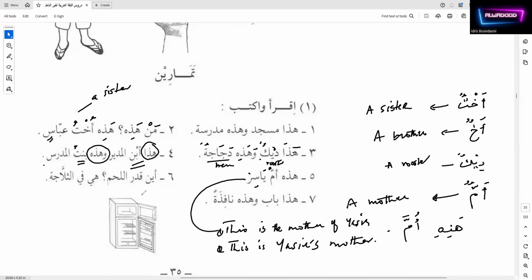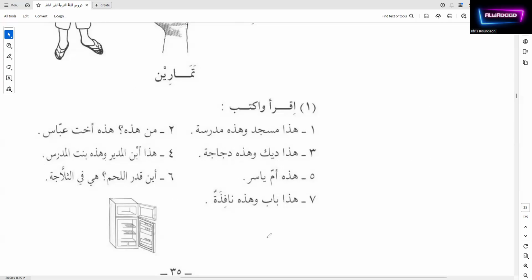Let's look at السادسة. I forgot the word السادسة. So let's see: أين قدر اللحم.